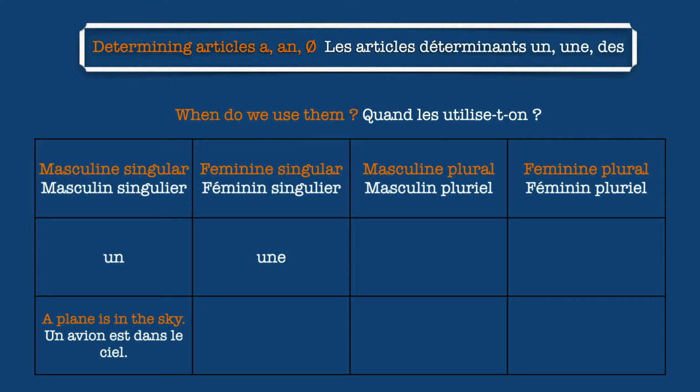The second case is when the noun after the article is feminine singular, and in this case we use une. You can see it in this example. A car is parked. Une voiture est garée.